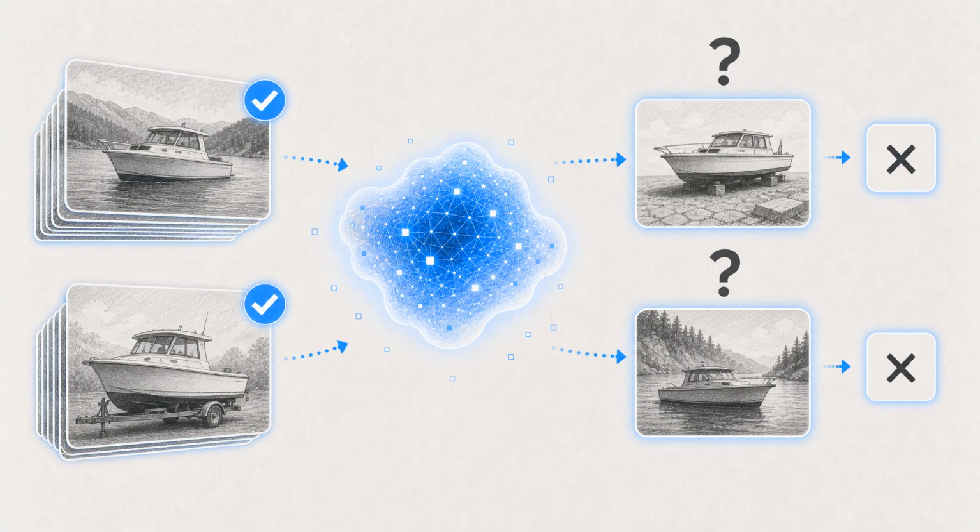A vision model may learn shortcuts. If most training photos of boats contain water, the model may rely too much on water. If most photos of an object come from one angle, it may struggle with other angles. The model learns patterns from data, including accidental patterns.